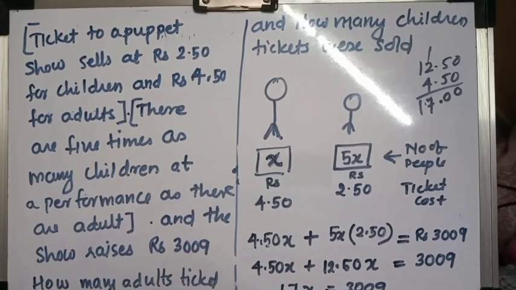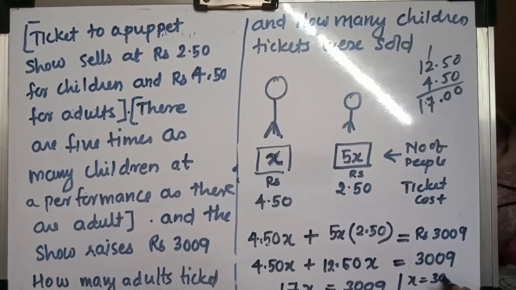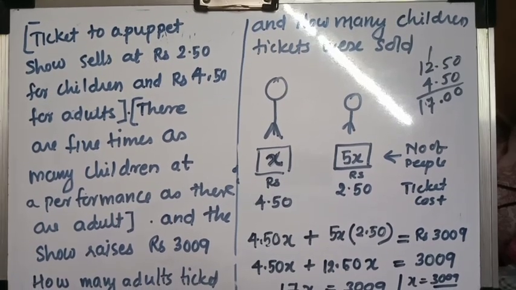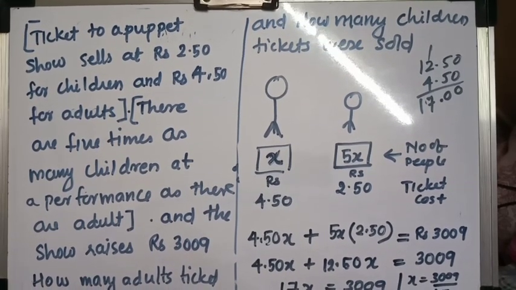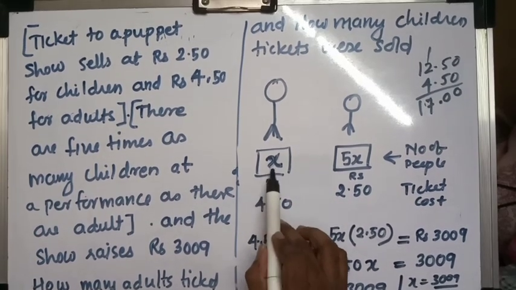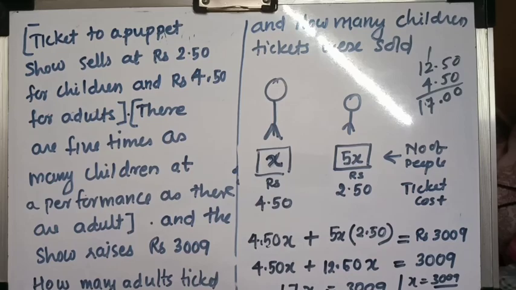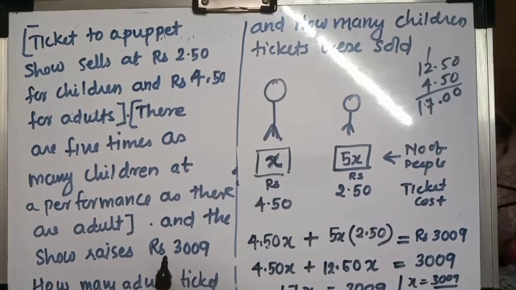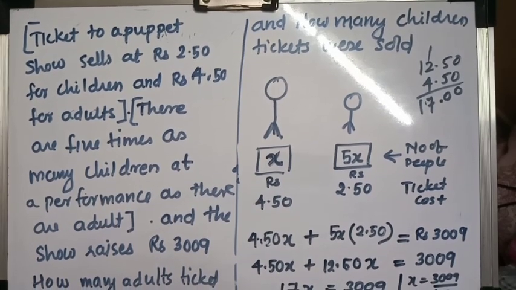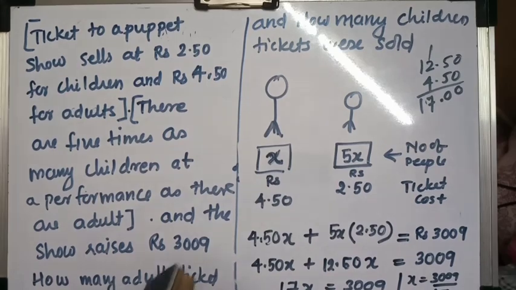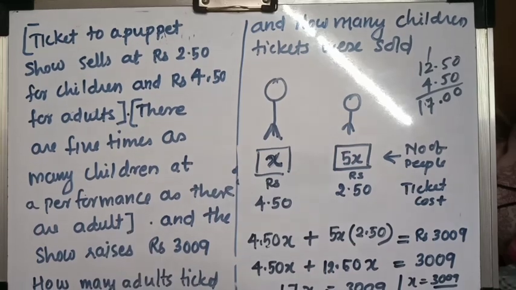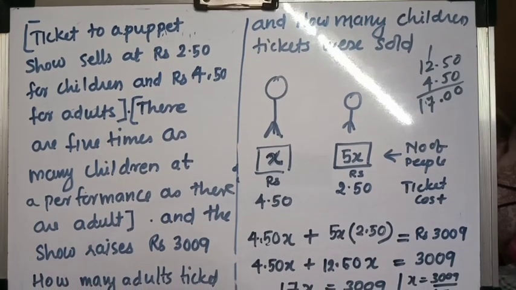So children, if you divide 3009 by 17, so x will be what? 3009 divided by 17. So your answer x will be equals to how much? 177. Means there were how many adults? There were 177 adults. There were how many children? 5 times x करना है तो उतने children. समझा children? See, this is how the sums will come for your standard 8th and 9th. So you have to do it in a very clever way. Okay children? So I hope you understood this sum what I have taught you.